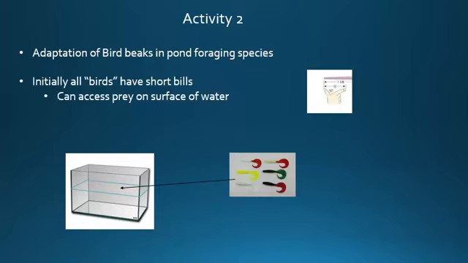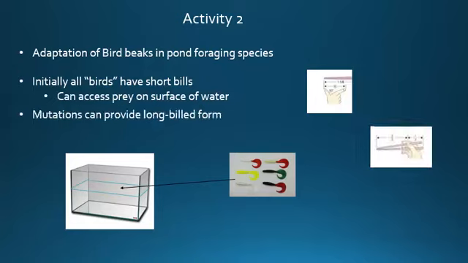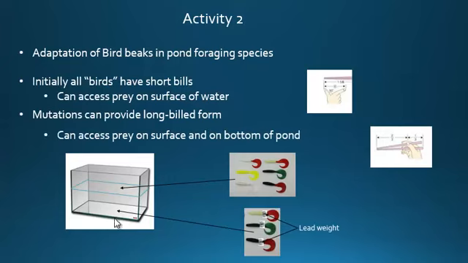Now, it turns out that in the course of producing offspring, sometimes mutations can be generated. And in this case, occasionally a mutation for a long-billed form can be generated. And if that happens, the student will now become a bird with a long bill using the longer chopsticks. Now, the long-billed bird actually can access food not only at the surface, but also access food that lives at the bottom. In this case, these are the same types of species that have a mutation, which is to have a weighted sinker added. And they live at the bottom of the pond and can be accessed by the long-billed form.